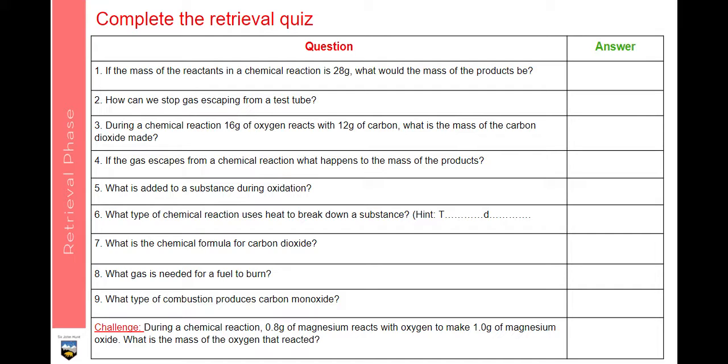Now, if you haven't completed the retrieval quiz as of yet, please pause the lesson video and complete the questions by adding in your answer to the table. Okay, so let's look at our answers. Make sure you are self-marking, adding in the ones you weren't sure of, correcting the ones you didn't get quite right, and ticking the ones that you did.